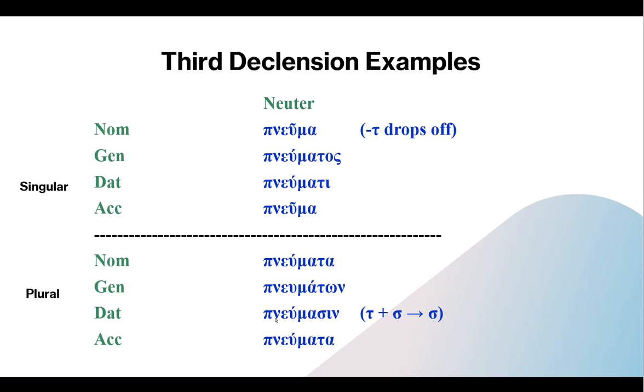One note here, when we see pneumat bumping up against the sin ending, when tau and sigma combine, the square of stops says that the sigma remains and the tau drops out. So we just have pneumasin. The tau goes away. So that's still following the rules of the square of stops. So these endings are very important to memorize.